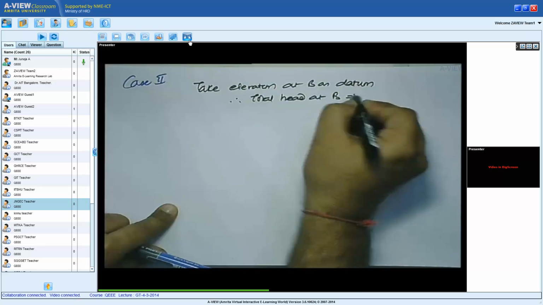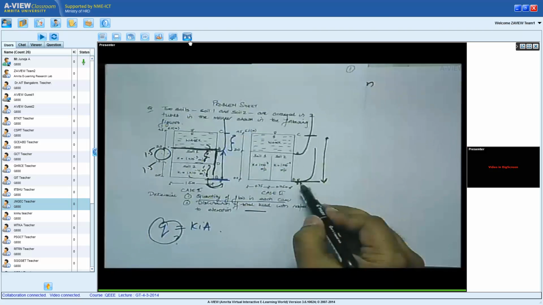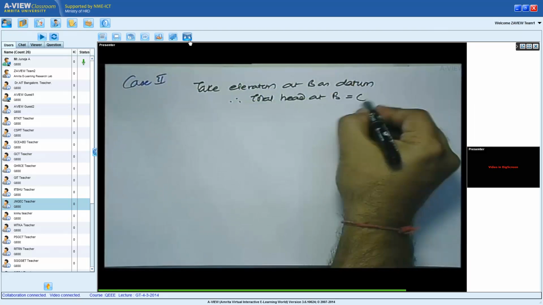Therefore, total head at B equals the elevation head plus the pressure head. Total head at B equals the elevation head. B is datum, so its elevation head is 0. And what about pressure head? Pressure head is also 0. So total head at B equals 0.